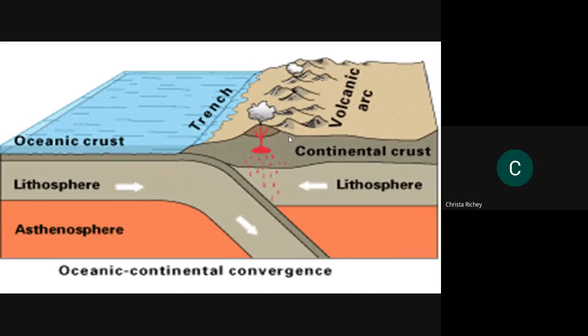This is a nice big image of what is going on. You have your more dense oceanic that is being pushed down underneath continental. And like I said, a lot of times you do have volcanoes. Mount St. Helens is the one that's up in Washington. I don't know all the names of my volcanoes.